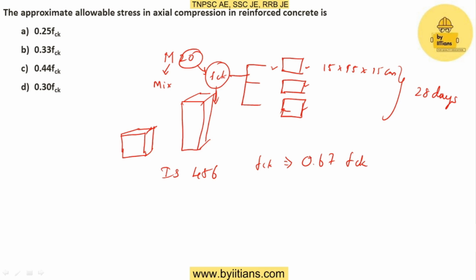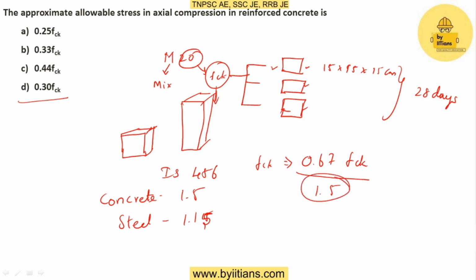So this option is not here among the 4 options. Why? Because we have to go for a factor of safety. Okay, so factor of safety for concrete as per IS 456 2000 will be 1.5. For steel it is 1.15. So if you divide this 0.67 FCK by 1.5, since concrete takes compression, we are using 1.5 as a factor of safety.